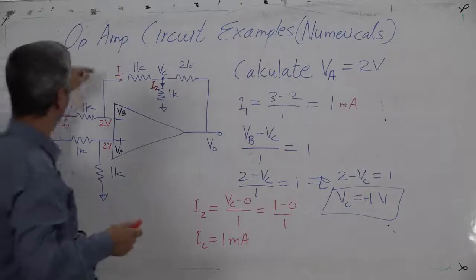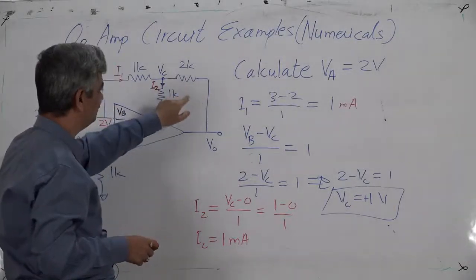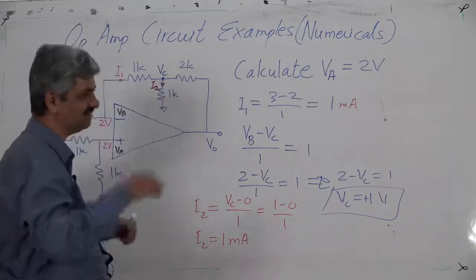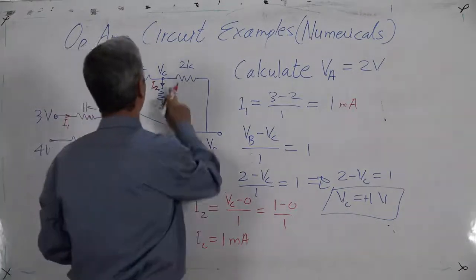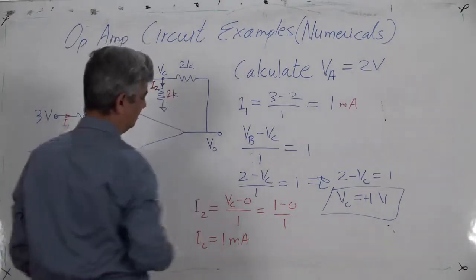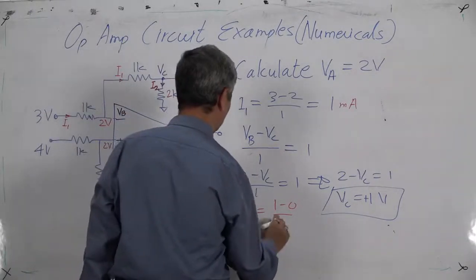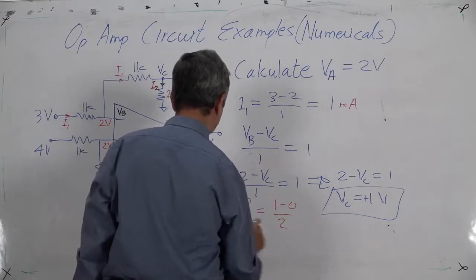So this 1 milliampere, this 1 milliampere, so this is 0 current. If this is 0 current, VO should be equal to VC, but this is something which you don't accept by mind, so I just change the value. I will make this as 2K, so that things become simpler. So if it is 2K, I2 is 1 upon 2, so I2 is 1 by 2 milliamperes.